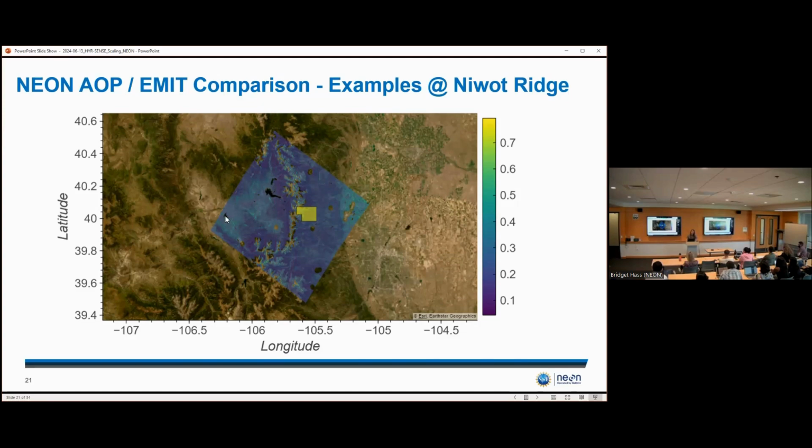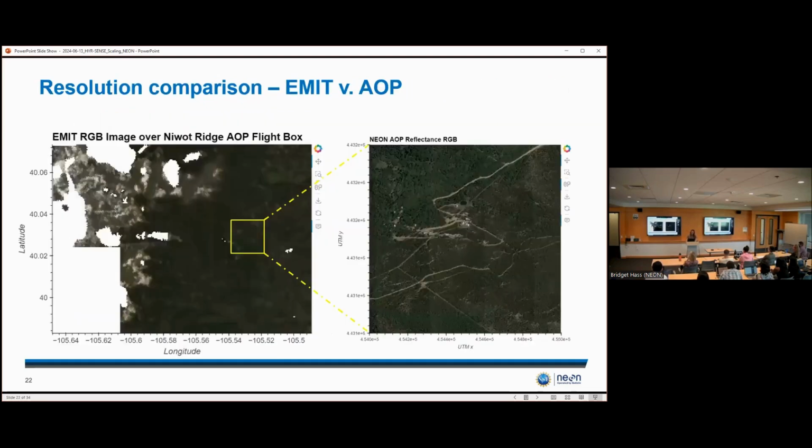And then this is an example of an EMIT data set over that same area. And so the notebook, if anyone's interested, basically shows you how to find those concurrent data sets at AOP sites. Taking a look at resolution, I think this is a little coarser than it actually looks, but this is the EMIT data cropped to that NEON flight box, and then zooming in on, this is actually the Mountain Research Station, if anyone's been there. You get this really high resolution data with the NEON AOP.